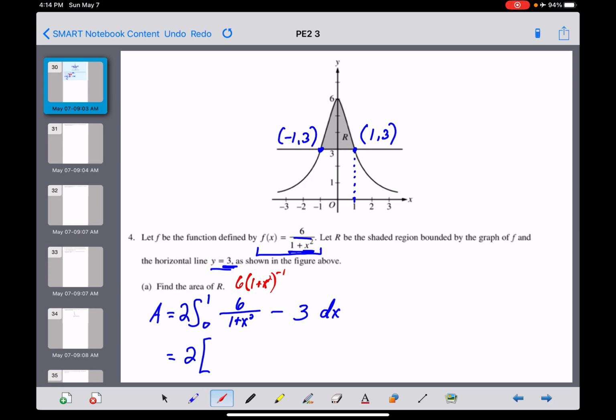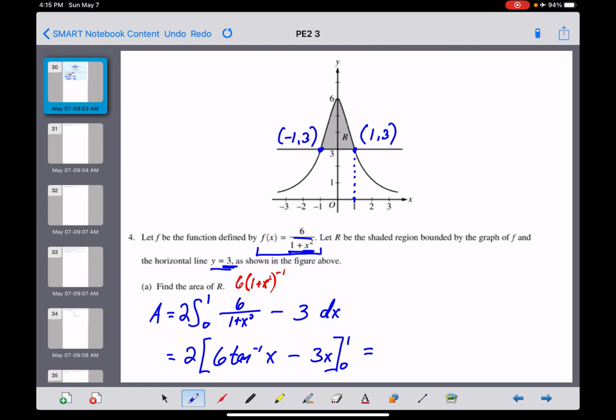We can't just reverse the power rule because the derivative of the inside contains a variable. So we've got to look at this a different way, and this is kind of sneaky. The 6 is just an afterthought, but 1 over 1 plus x squared would be the derivative of inverse tangent. So this is 6 inverse tangent of x. You had to look at it for a minute and recognize the integrand as a derivative from back in the first semester. Then minus 3x. That's the antiderivative, and we're going from 0 to 1.